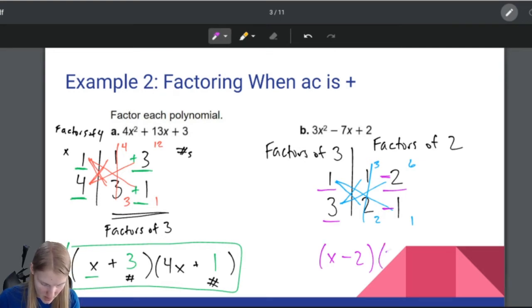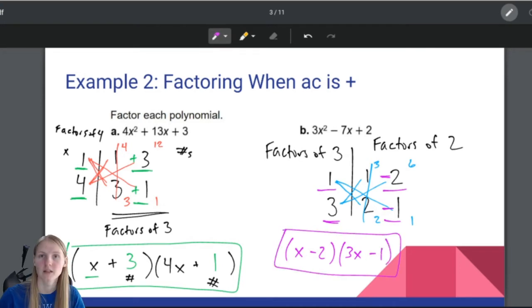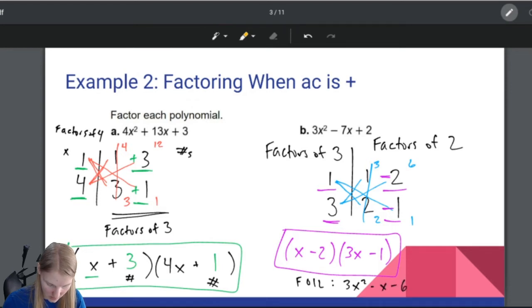times 3x. Oh, that is hard to read. Let's write this over here. So I have 1x minus 2 and 3x minus 1. Ta-da! And we could check our answer by foiling if we really wanted to. We could foil this and see that we get 3x squared minus x minus 6x plus 2. And if you combine the like terms here, we get 3x squared minus 7x plus 2.